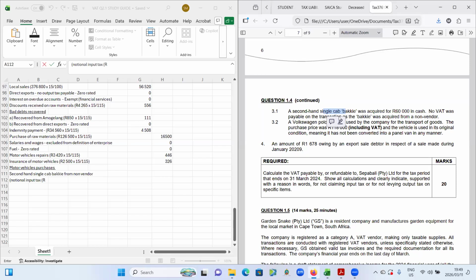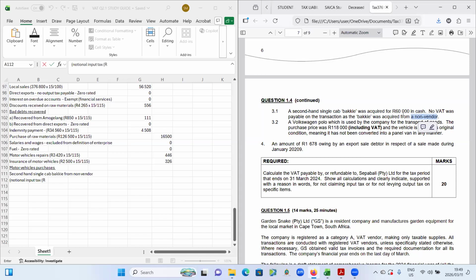So now my question is: are we saying it is a notional input tax because it's second hand, or because it's from a non-vendor? Which one is it? It was purchased second hand from a non-vendor. If it was from a vendor, you would not claim, because if you purchase from a vendor, obviously the vendor would charge you VAT.